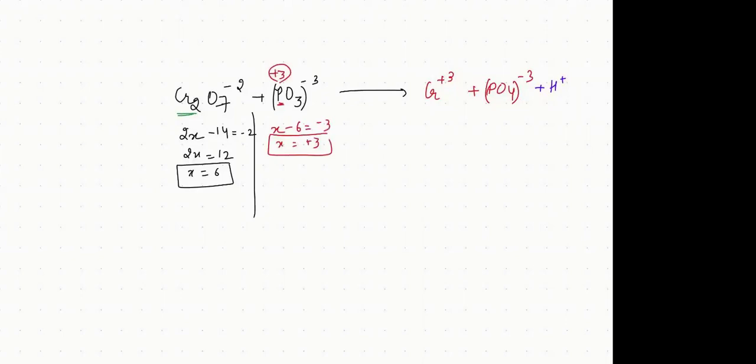Here chromium is going to be +3. And here phosphorus is going to be what? X minus 8, because every oxygen is -2, so 4 oxygen will be -8. X minus 8 is -3, so X is going to be +5. So here phosphorus carries a +5 charge, and here 1 chromium gets a +6 charge. Now you understand the basic rule. Why am I calculating all of this?